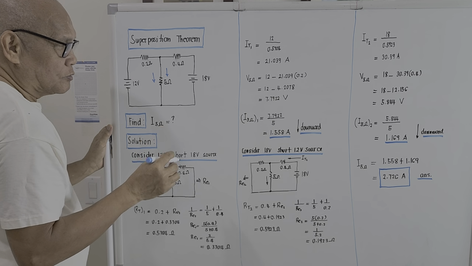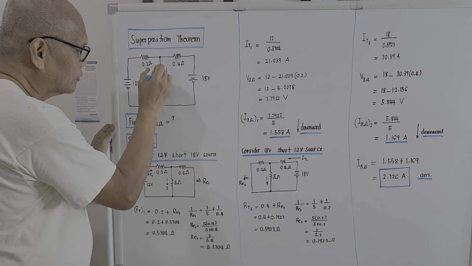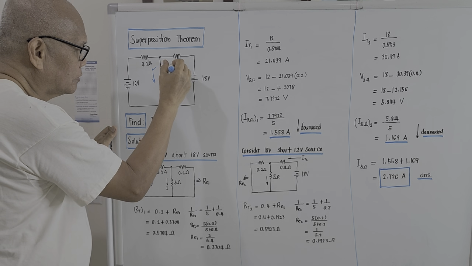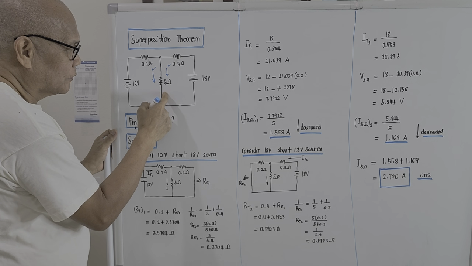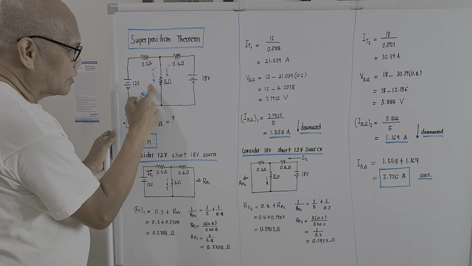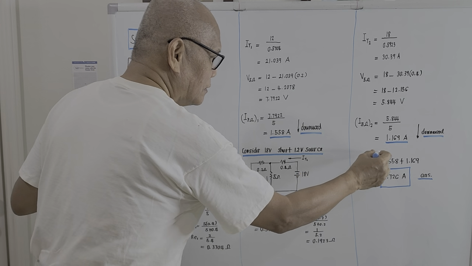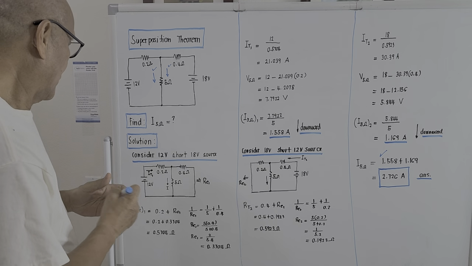So by using superposition, we will solve for the first current due to the 12 volt source and the second current due to the 18 volt source, and compute the total current passing through here. Since they are in the same direction, we will add them. Let's try to bring out the solution.